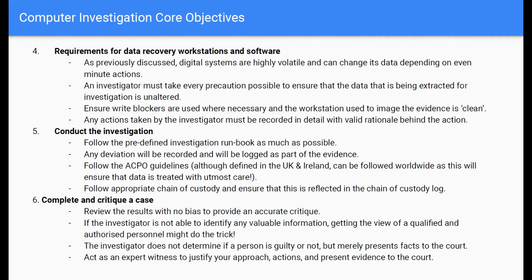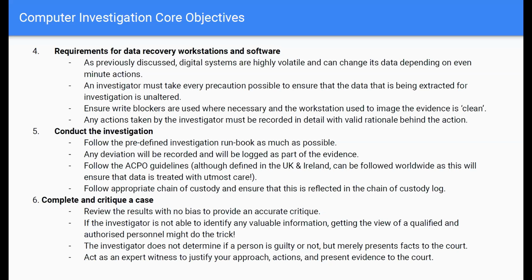If an investigator is not able to identify any valuable information, getting the view of a qualified and authorized personnel might do the trick. This is similar to writer's block that I'm sure a lot of people are aware of. If you're not able to see some useful information, you could leave the case be for a week, assuming you have that time, and come back to it. You might see it from a new perspective. You might be able to get a different view.